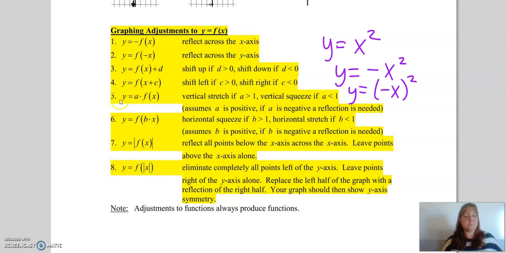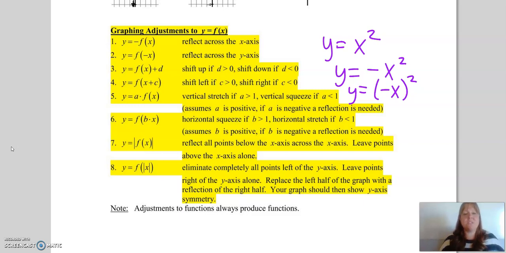Now, if we have something out here, we vertically stretch it, which means that, again, this is outside the function, so it's going to do everything to the y values. If you have it outside the function, you basically just multiply all your y values by that number. So for number 5, you just multiply all your y values by that number, because y is not a liar. It's being multiplied. It does exactly what it looks like.